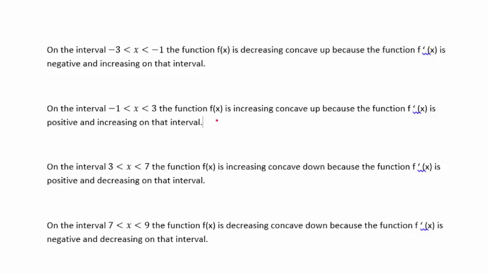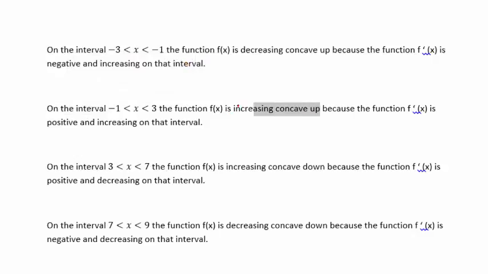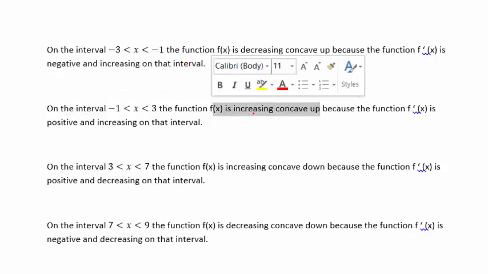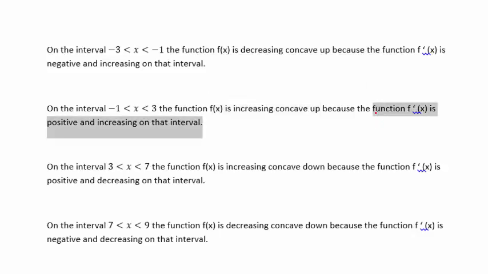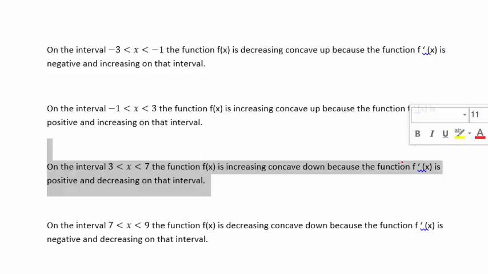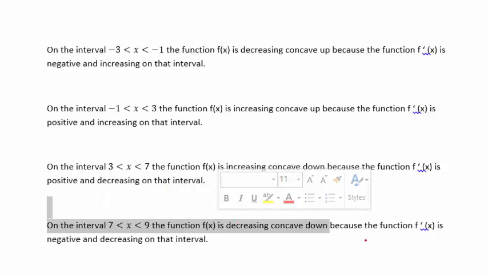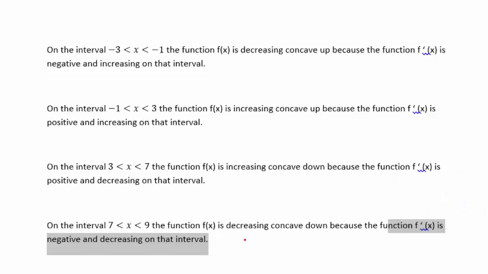For the next interval, on the interval from -1 to 3, the function f of x is increasing concave up because the function f prime of x is positive and increasing. On the interval 3 to 7, the function f is increasing concave down because the function f prime is positive and decreasing. And lastly, on the interval 7 to 9, the function f is decreasing concave down because the function f prime is negative and decreasing on that interval.